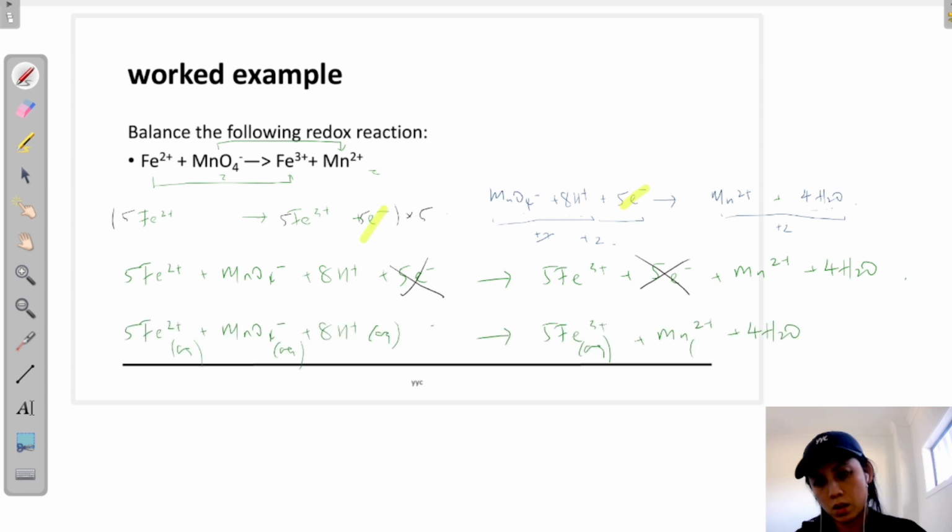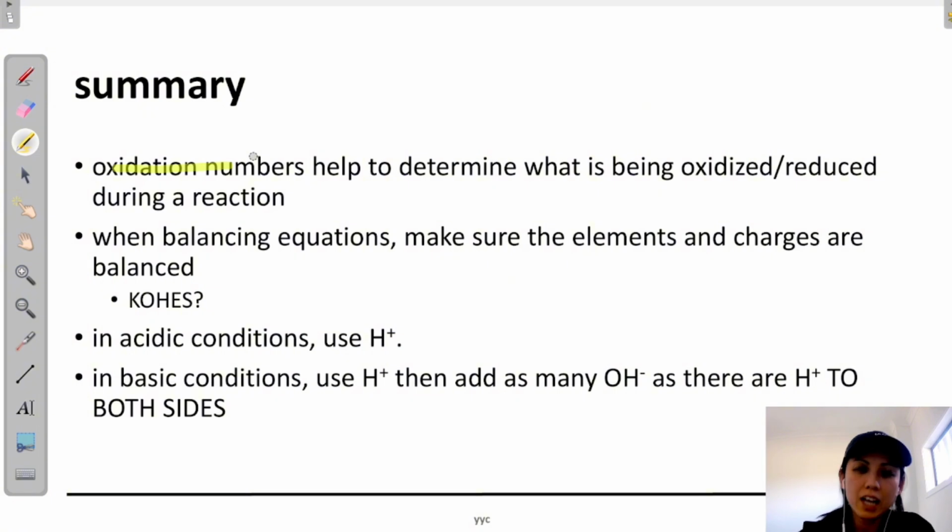So start by balancing the half equations first. Then when you put them together, make sure the electrons are the same on both the reduction and oxidation reactions before you combine them for the balanced equation. Okay? If we summarize, we think about oxidation numbers, which is pretty much the charge of the ion. They can help us figure out whether or not something's being oxidized or reduced, and whether or not a reaction is actually a redox reaction. Then when we're balancing equations, just make sure everything's balanced: elements and charges.